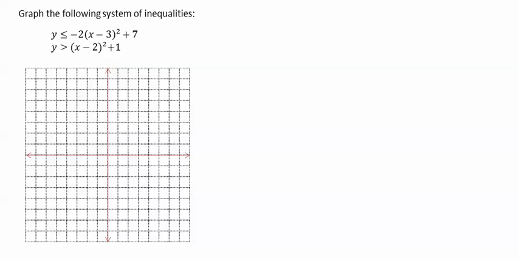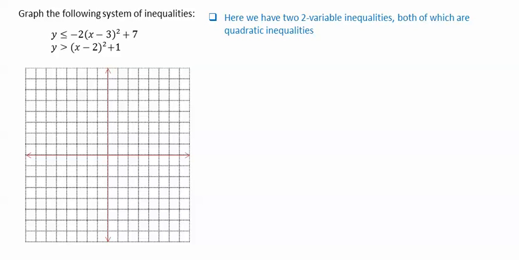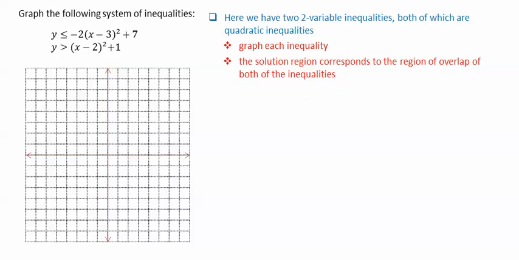Graph the following system of inequalities. Here we have two variable inequalities, both of which are quadratic inequalities. We'll graph each inequality, and then the solution region will correspond to the region of overlap of both of the inequalities.